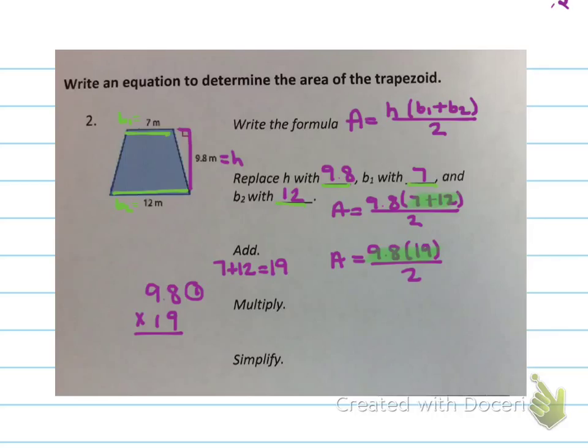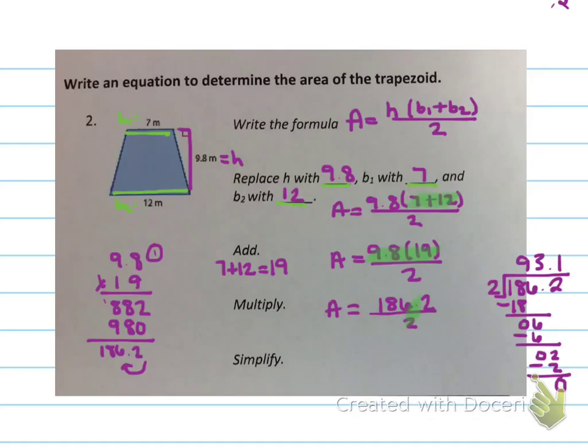I would like you to divide and solve for A. When you feel you have the final answer, please press play to check to see if you are right. If not, check and see where you made your mistake.